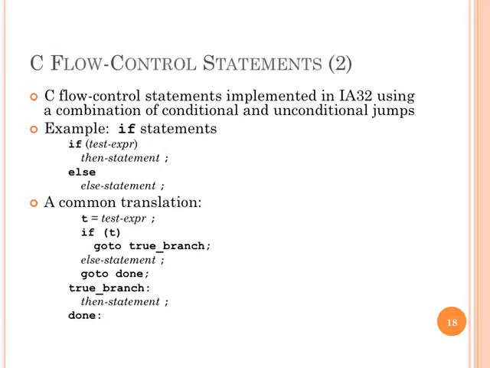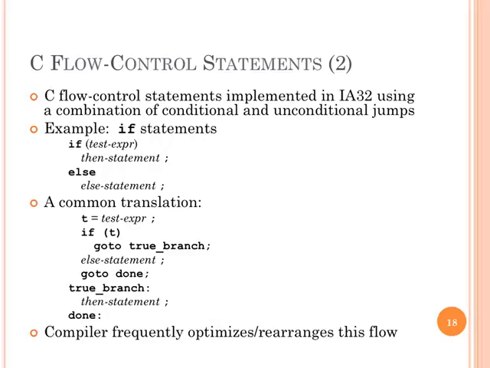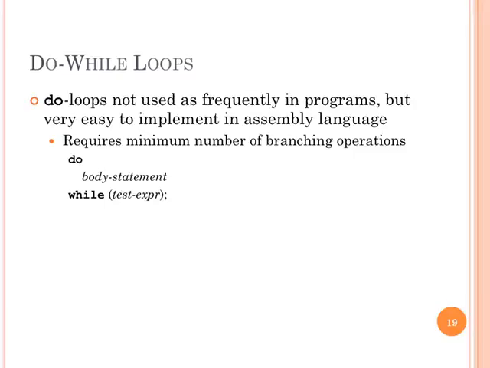For example, if we just said if test expr then statement and we didn't have an else, then probably what we do is say T equals test expr, if not T, go to done, and then fall through to the if branch. So you just have to think about how you might do this. I think I have a little note here that the compiler will generate a whole bunch of different varieties of things based on what makes the most sense. Okay? So that's if statements. They're pretty straightforward.